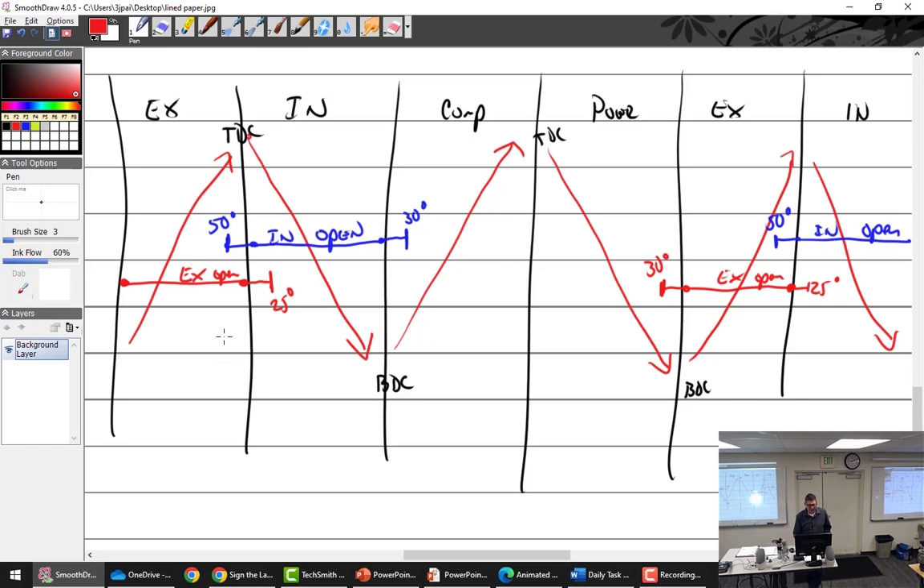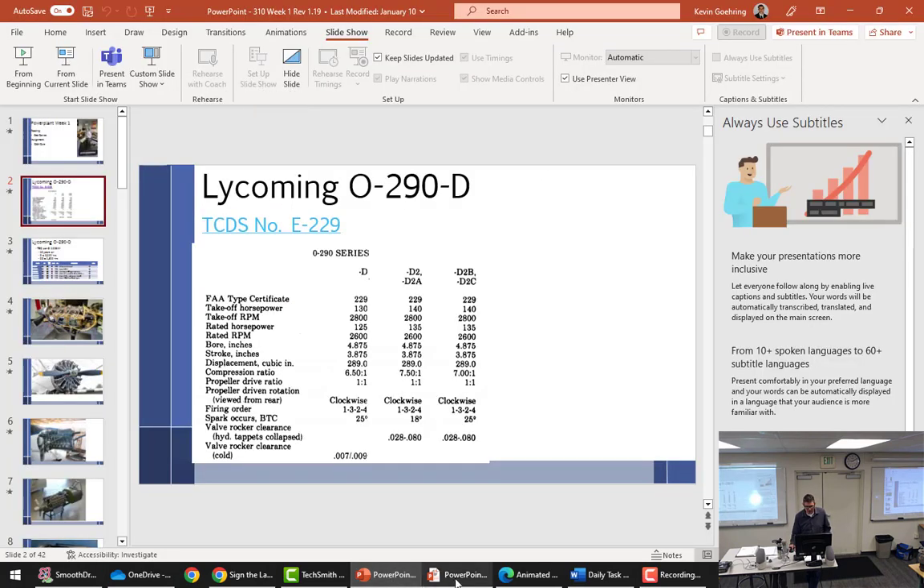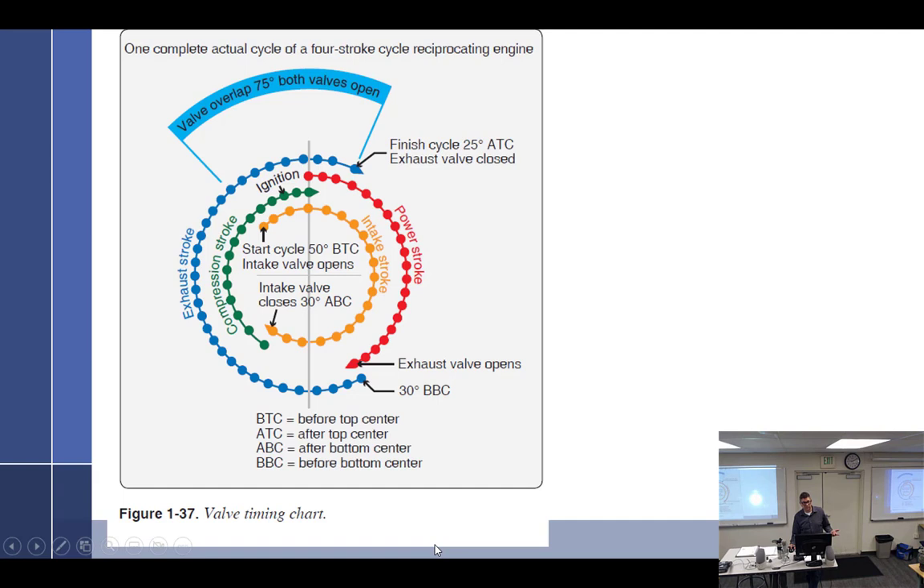I want to say, off the top of my head, the Lycoming, they don't have this 50 degree here. There's no overlap that way. They have no valve overlap on the Lycoming. But I think this is more of a Continental. This is in your book. This is where this comes from. So that is this. Looks just like it, doesn't it?